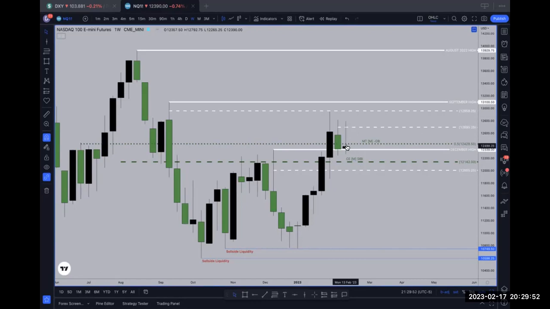But we do see that it did close black, which means that it closed higher than it opened. Although we have a very large wick, and then we do have a little tail down here that traded below that December high on the weekly chart.